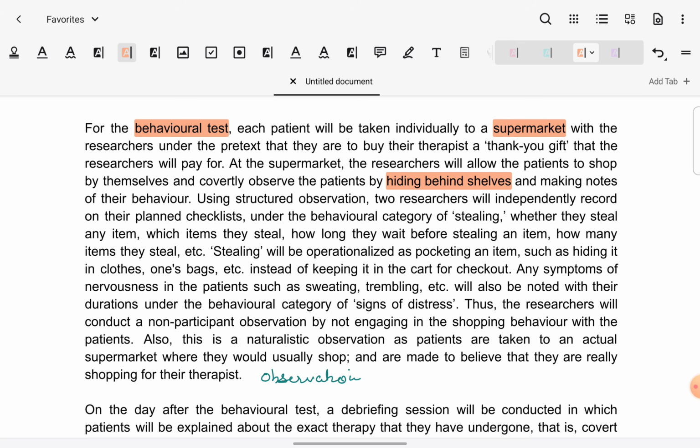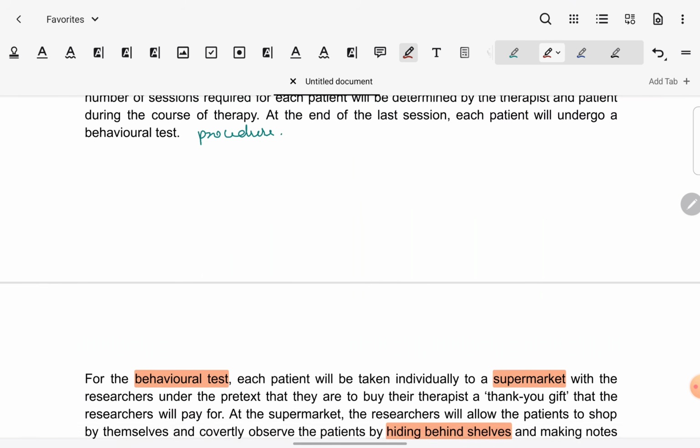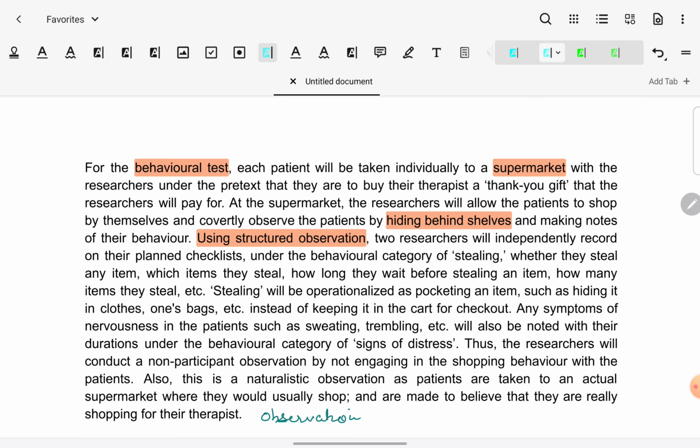Also, I have designed it to be a structured observation, because the question says we need to specify whether it is structured or unstructured. Again, the same thing which I mentioned earlier: don't just say that it is structured or unstructured. Make it specific. Show how it is structured or unstructured.